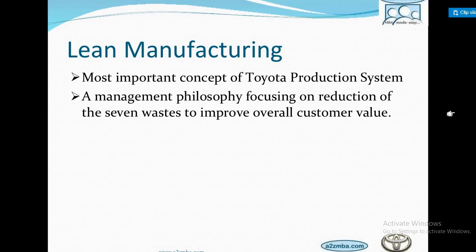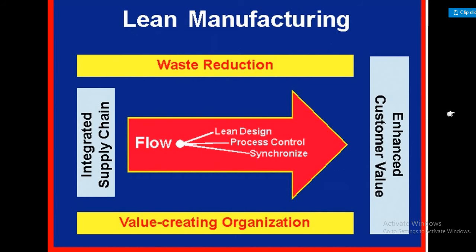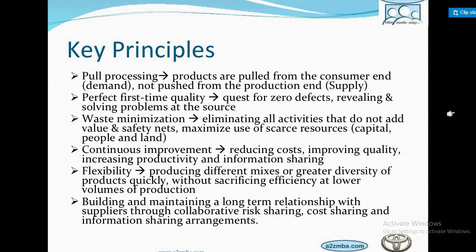It consists of lean manufacturing, okay. So as you can see, in lean manufacturing, waste reduction is the main thing that we need to achieve. Value creating organization, okay. So an integrated supply chain is there. The flow will be controlled by lean design, then process control and synchronization, and finally enhanced customer value, okay.